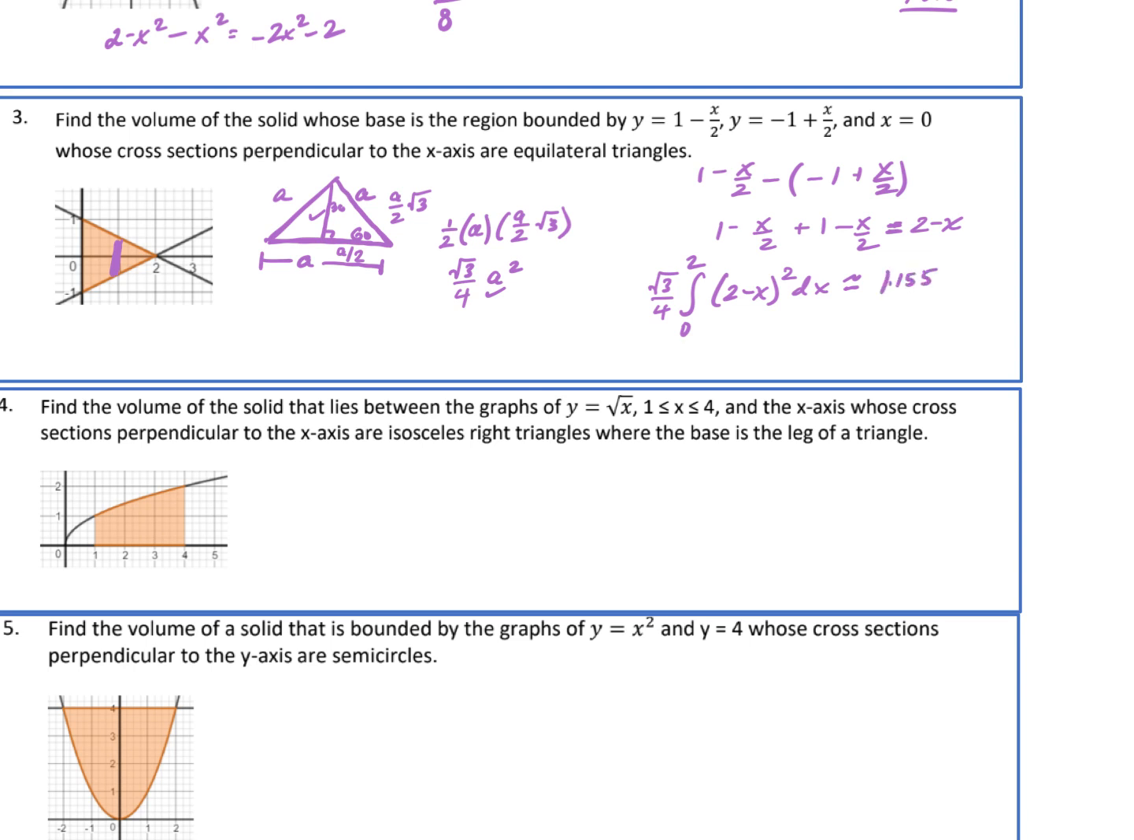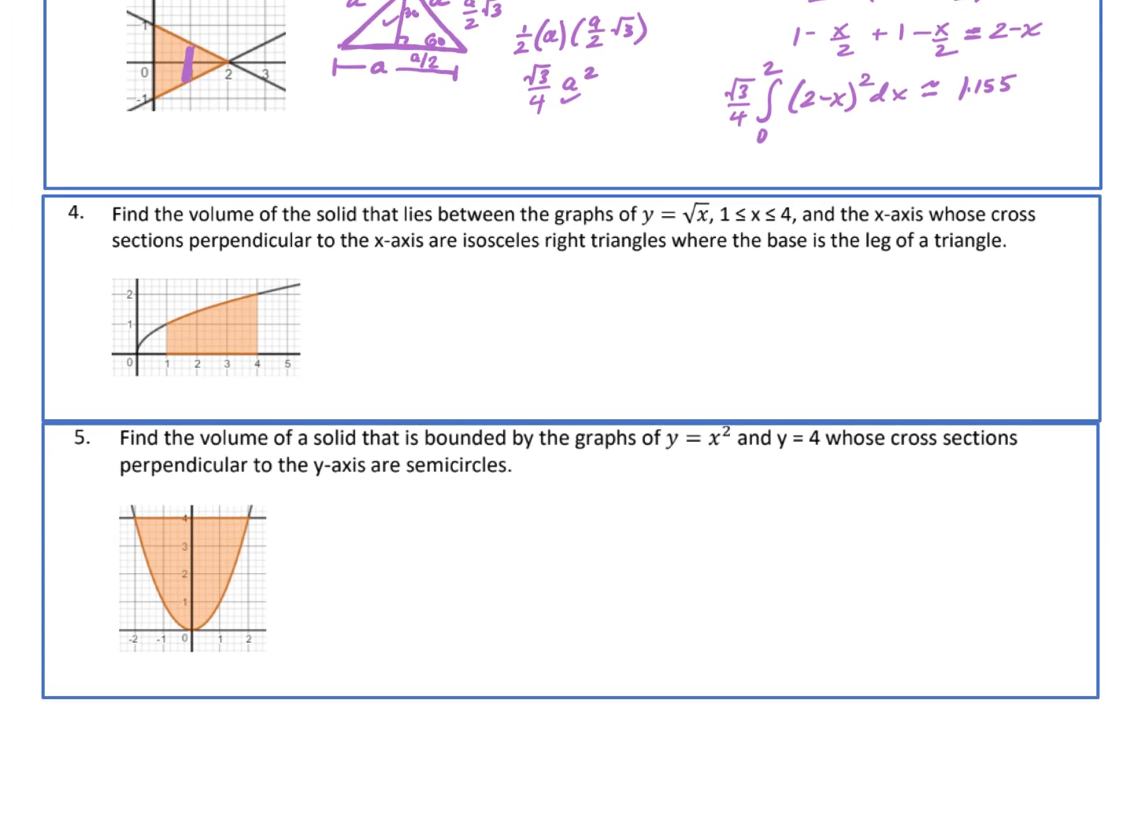1.155. What's great about these problems is, usually on the AP exam, part A is always find the distance between the curves. And then part C, a lot of times we'll get a cross section. So you already found the distance between the curves because you did the upper minus the lower or the right minus the left in part A. Okay, so that's super helpful, okay?